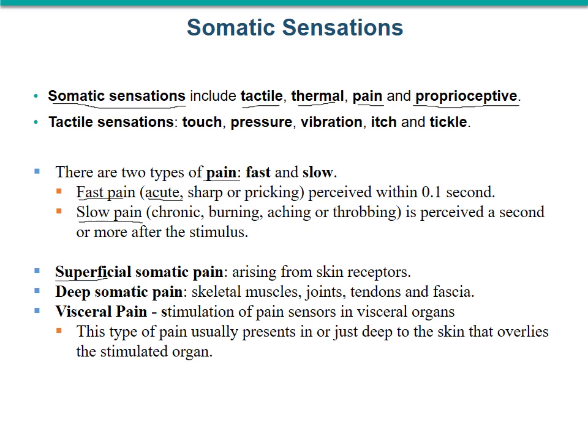Superficial somatic pain is pain that comes from the skin receptors. Deep somatic pain is pain that you're going to get from within the skeletal muscles, from the joints themselves, from tendons and fascia. So if, for instance, you've ever experienced joint pain or a sprained ankle, those are going to be referred to as deep somatic pain.